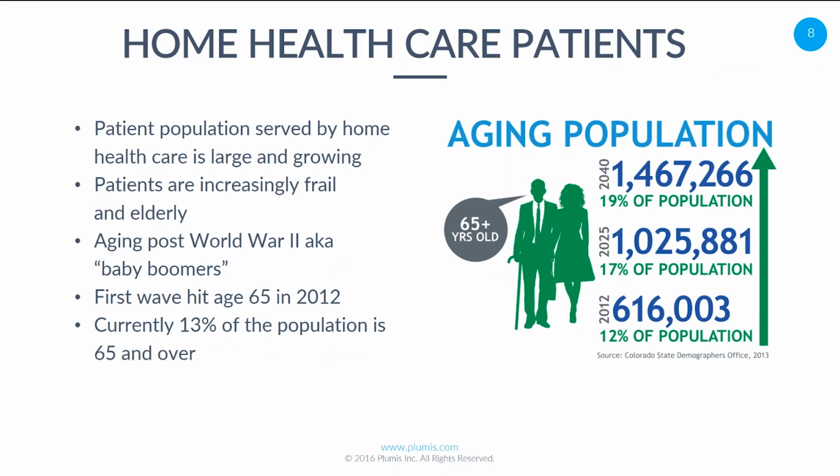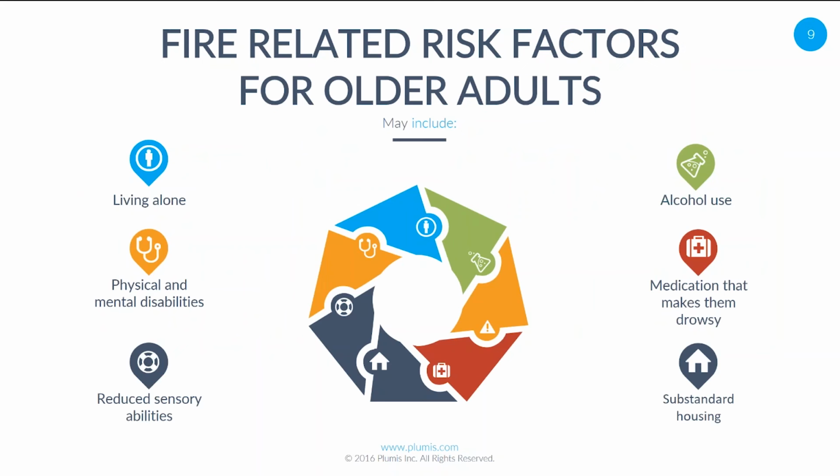Now there's a number of factors that are working with this to create this high-risk population. Quite a number of folks that fall within that category are living alone. They have physical and/or mental disabilities. Age brings with it reduced sensory abilities. Statistically, we also know that in the older population, alcohol use or abuse does seem to increase.